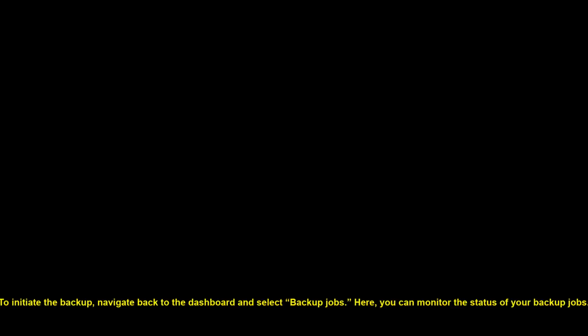To initiate the backup, navigate back to the dashboard and select Backup Jobs. Here, you can monitor the status of your backup job. Ensure your backups run as scheduled, or manually trigger a backup if needed. Once completed, you can verify successful backups in your designated backup vault. In case of any issues, refer to the AWS documentation for troubleshooting guidance. You now have a functional process for backing up Redshift clusters using AWS Backup Vaults.